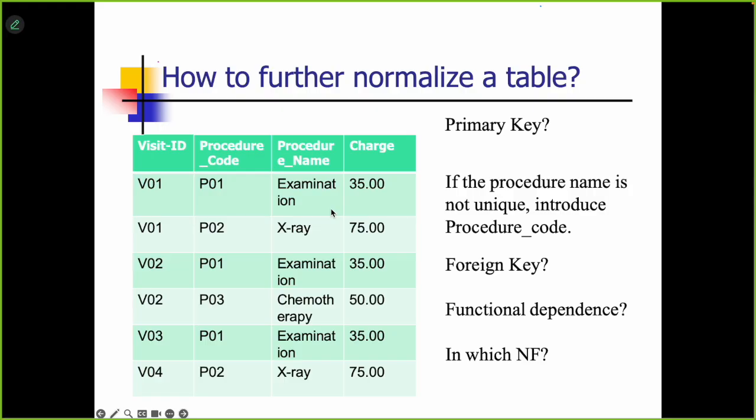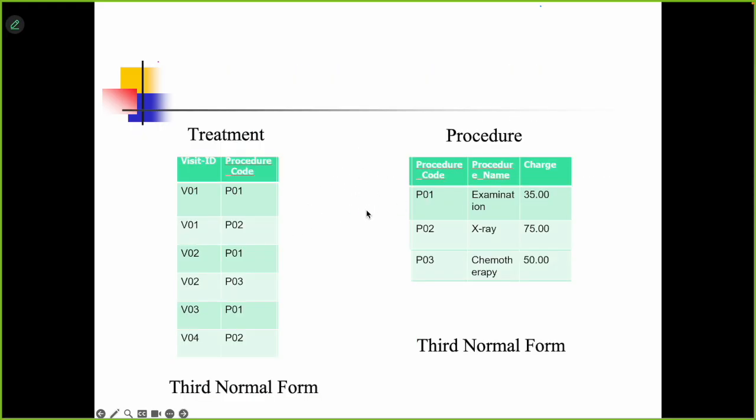So now we see this, you break it down, you want to further normalize this table. I named it treatment because I think it makes sense. So I created a relation or table for treatment because there was a many-to-many relationship between visit and procedure, right?